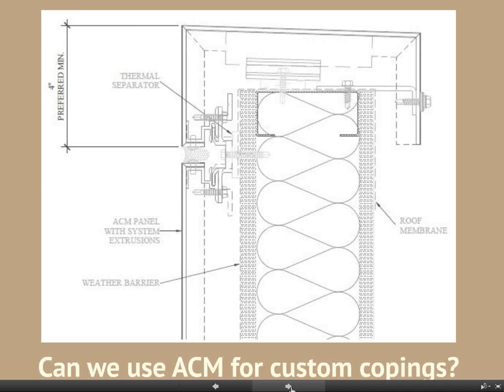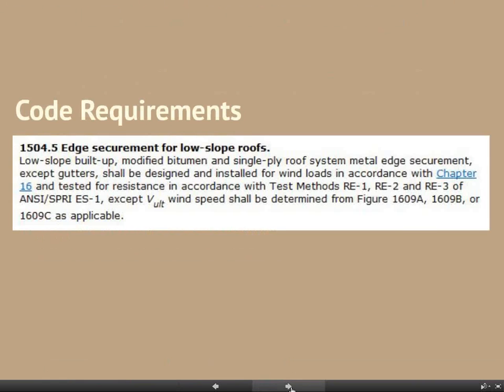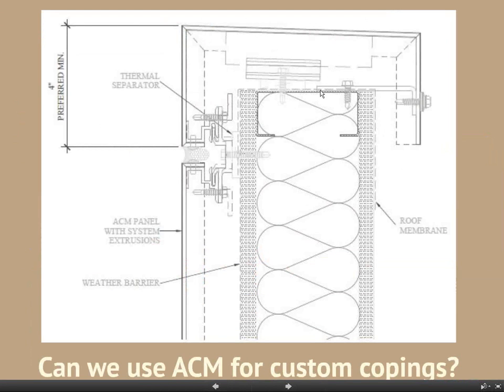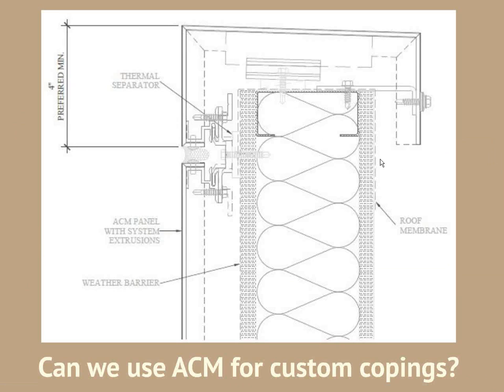Are you going to talk about why this might not meet code? Yes. Okay. Go ahead. And here's why. I actually copied this straight out of the 2012 IBC, and it says that metal edge securement, except gutters, for low-slope roof systems shall be designed and installed for wind loads and tested for resistance in accordance with the test methods in ANSI SPRI ES-1. And none of the manufacturers have ever done that. If we go back up here and look, right here is the roof securement, right? And it's being secured by this system. So here we have the case of a major manufacturer who is giving you a sample detail that does not meet code.